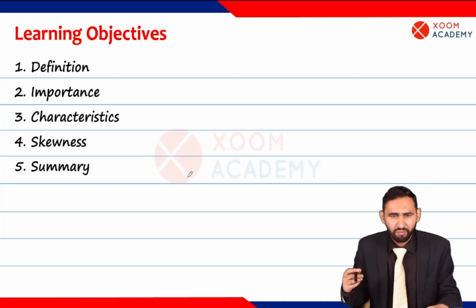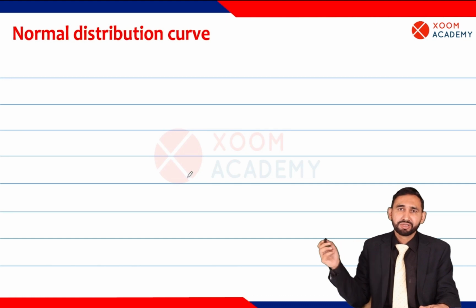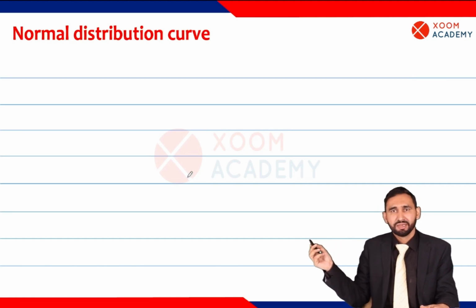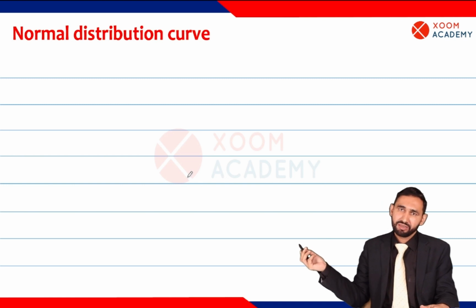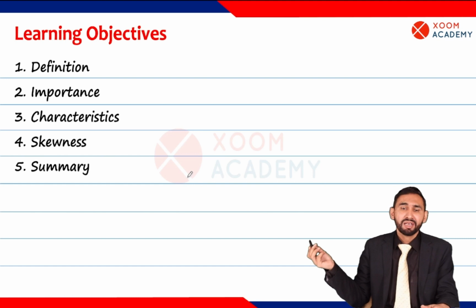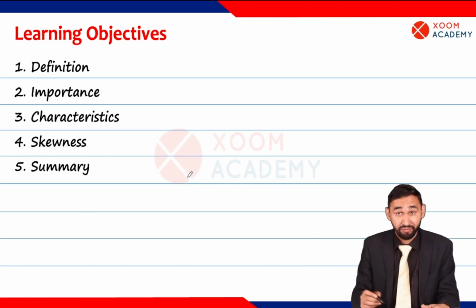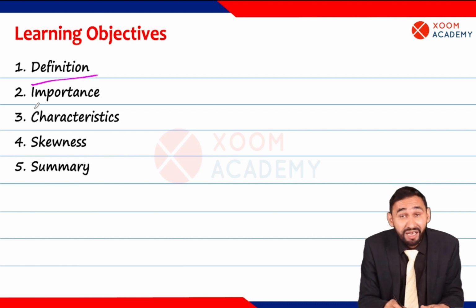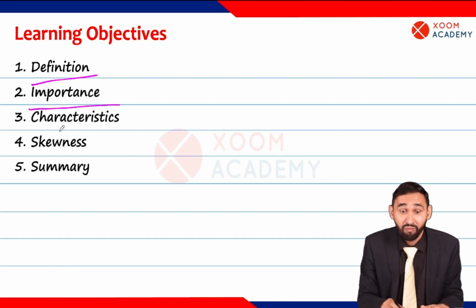Now we will discuss the normal distribution curve. Data is shown in the form of various curves. It can be a normal distribution curve, which is called a symmetrical curve, or asymmetrical curves. So we'll discuss this session according to the following learning objectives. First, we need to define what a normal distribution curve is, why it is important, what its various characteristics are, and what skewness is. In the end, we'll summarize the session.